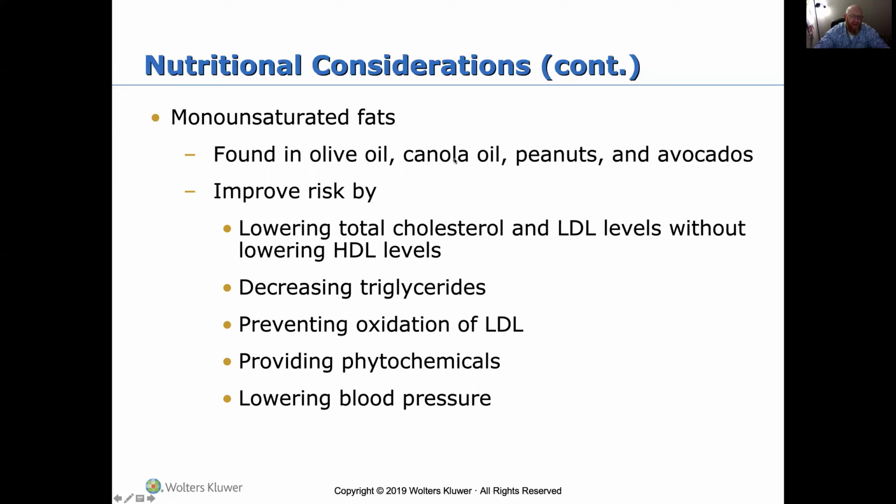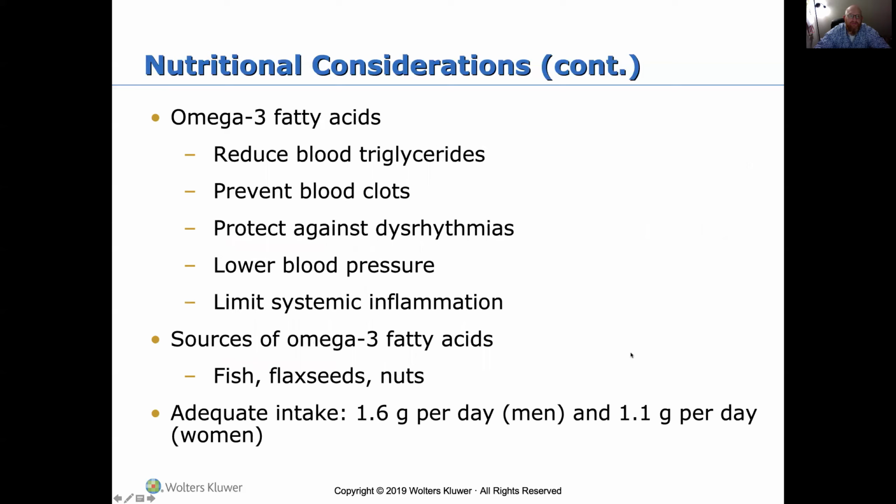Monounsaturated fats are found in olive oil, canola oil, peanuts, and avocados. We're talking about fats that are good. I'm on a diet right now, and avocados are one of my staples. They're full of fat, but they're good fat. They improve your cardiovascular risk by lowering total cholesterol and LDL levels without lowering your HDL levels, which is awesome. They decrease triglycerides, prevent oxidation of your LDL, give you phytochemicals that you need, and you do see reductions in blood pressure from this.